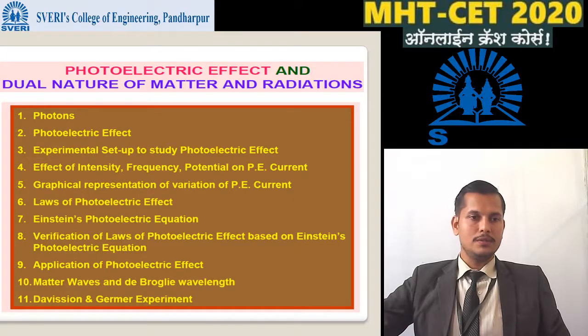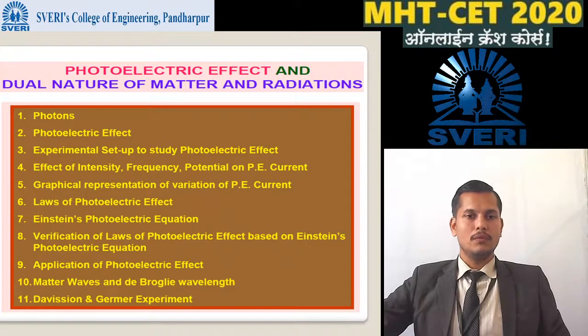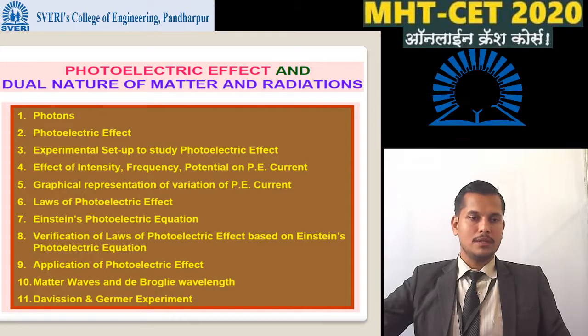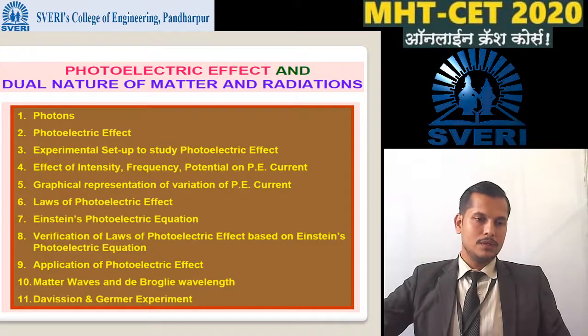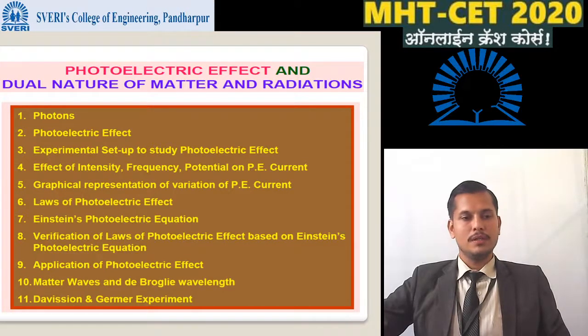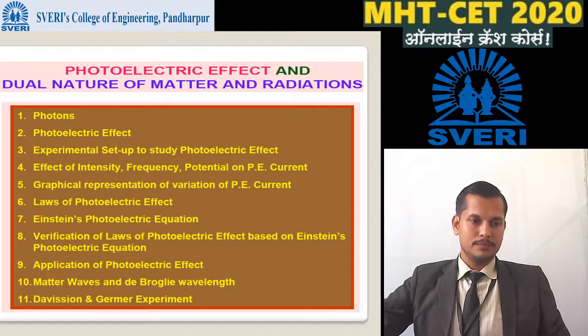Next is the graphical representation of variation of photoelectric current, laws of photoelectric effect, then Einstein's photoelectric equation. Next is verification of laws of photoelectric effect based on Einstein's photoelectric equation. Next is application of photoelectric effect, and the last one, matter waves and de Broglie wavelength. The Davisson and Germer experiment we are covering in our next lecture or next chapter. So let us discuss these points one by one.